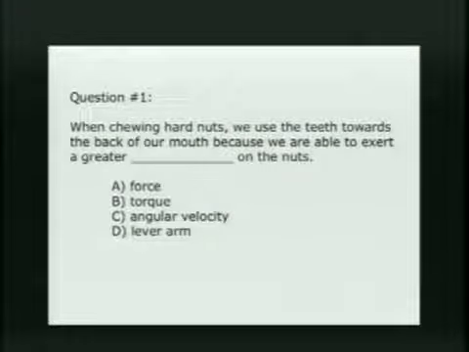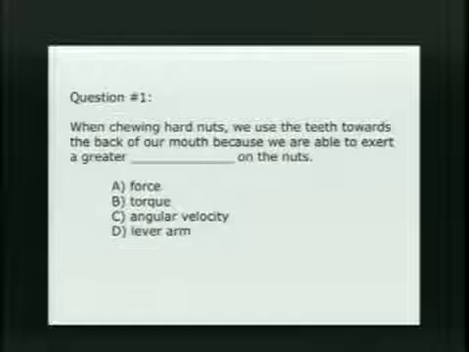Let's get started. Question number 1. When chewing hard nuts, we use the teeth towards the back of our mouth, our molars, because we are able to exert greater A, force, B, torque, C, angular velocity, or D, lever arm on the nuts. Why do we chew things that are really hard at the back of our mouth instead of at the front of our mouth?